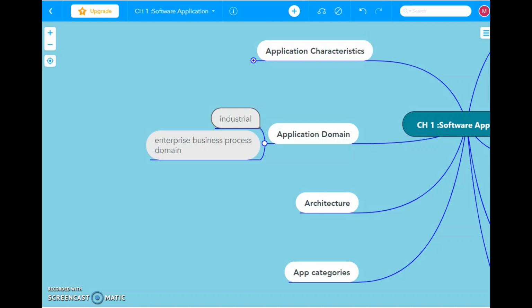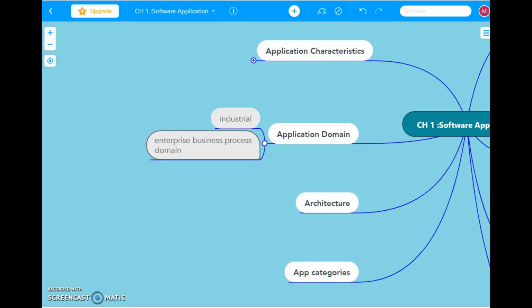Okay, and the application which can be used across industries, no matter whichever industry it is, those applications are called enterprise business process domain applications. For example, you may have an HRM application, a human resource management application. An HR application can be used across industries because you have to manage people, their salaries, their leave applications, and a number of other things. So it can be used across industries, or it is independent of industries.